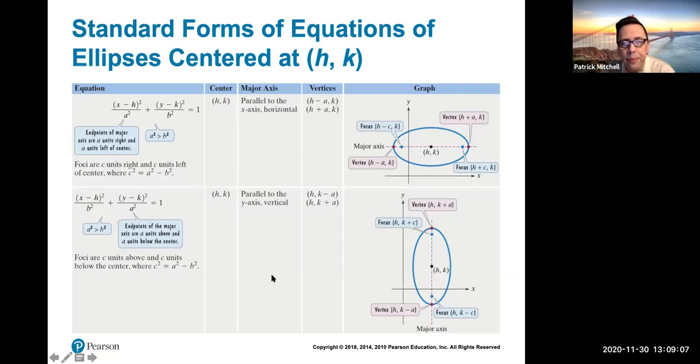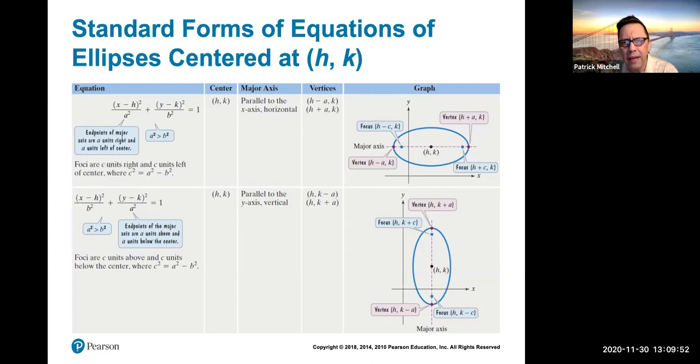Okay, so this is just a summary of how it works when you shift the center away from the origin. It works just like we talked about mostly in chapter 1, I think that was. If you replace x with x minus h, let's assume for a second that h is positive, then that's going to shift the ellipse h units to the right. And if you replace y with y minus k, assuming that k is positive, that's going to shift the ellipse up k units. So no matter what, whether h and k are positive or negative, it's going to shift the center from (0, 0) to (h, k).